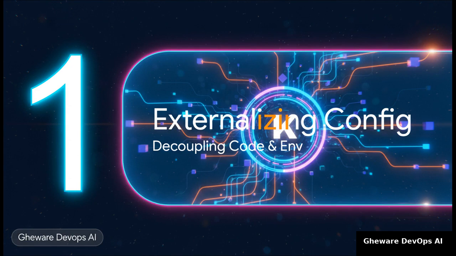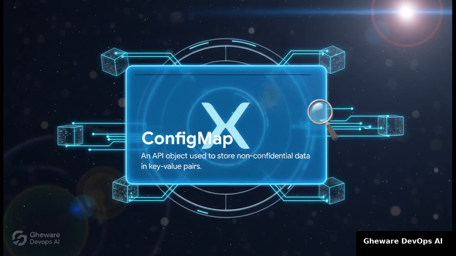And the solution to this whole mess is to externalize your configuration. This is like a core principle of modern software development. Your code should have no idea what environment it's running in. It should be completely decoupled, and that is the secret sauce to making your application portable, scalable, and just way easier to manage.